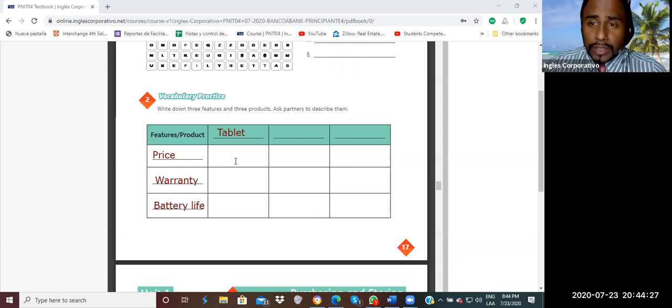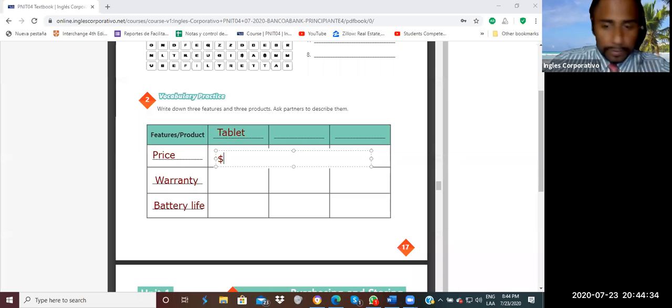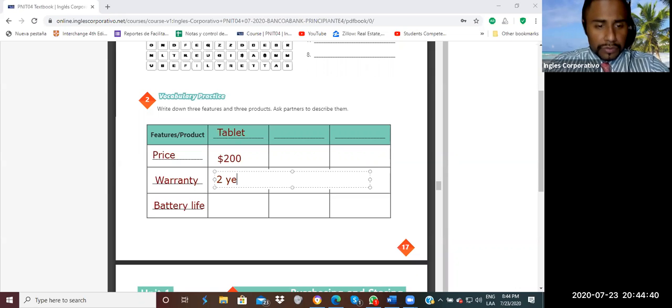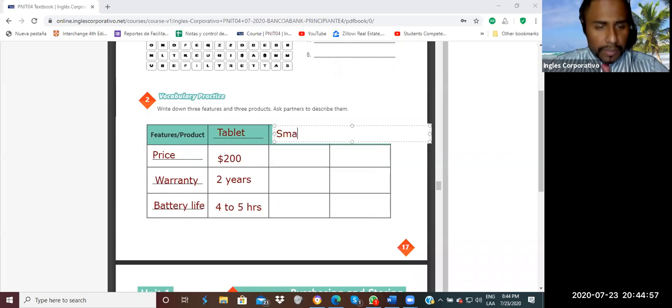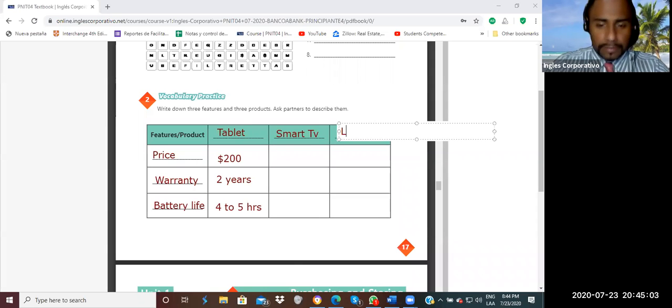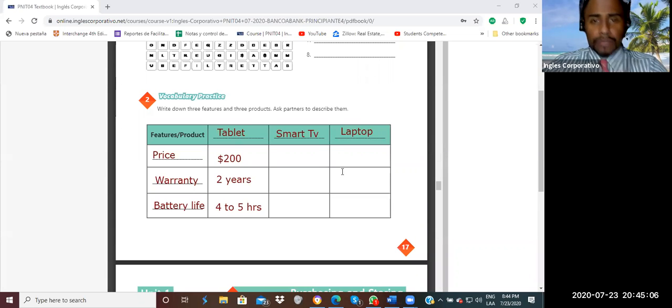Y le pregunto, how long is the warranty? Usted aquí va a poner $200. Y aquí me dice, what is the warranty? Y usted me dice, 2 years. Y le pregunto, what is the battery life? Y usted me dice, 4 to 5 hours, ¿verdad? Y de ahí le digo yo, ok, también quiero una Smart TV. O una laptop o cell phone o lo que sea. Y así usted va a ir llenando los espacios y tratando de hacer la venta.